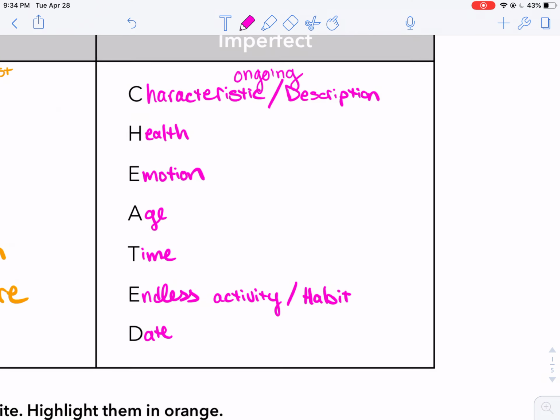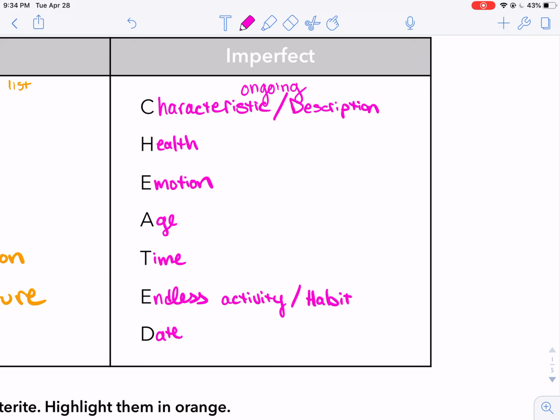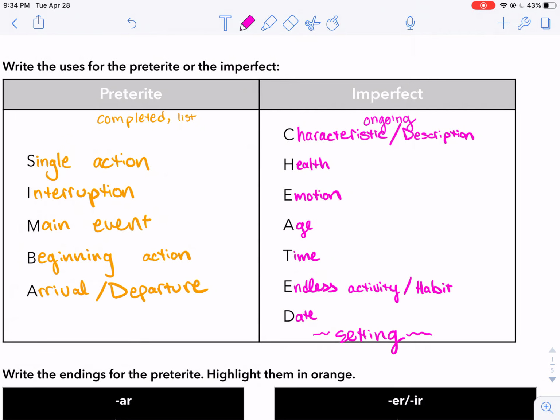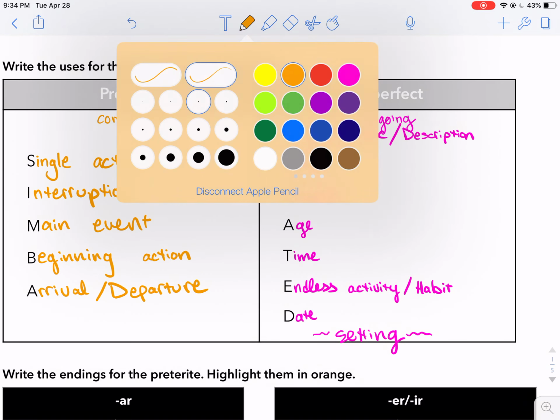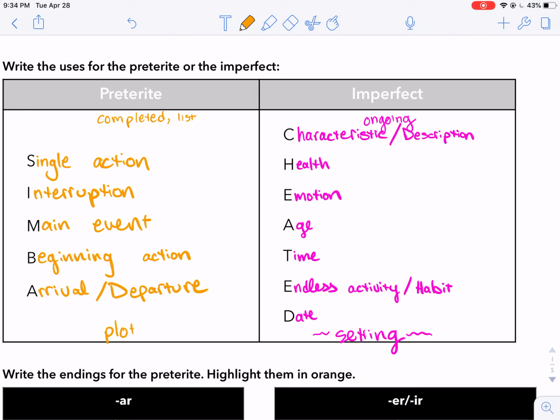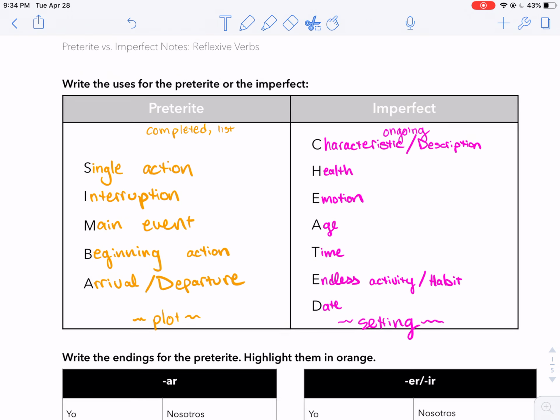Now the imperfect, if you're telling a story, the imperfect will kind of set the scene. It'll be your setting. It'll be like providing background. And then the preterite is what you would actually want to use for the plot. So use the preterite to move the plot. You get it? Preterite, plot. And then use the imperfect to set the scene for what was happening.